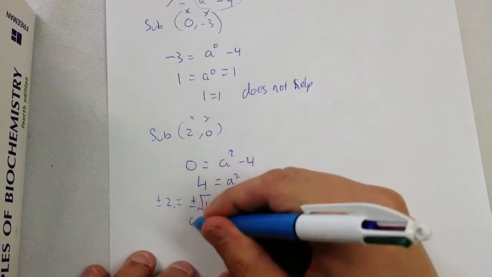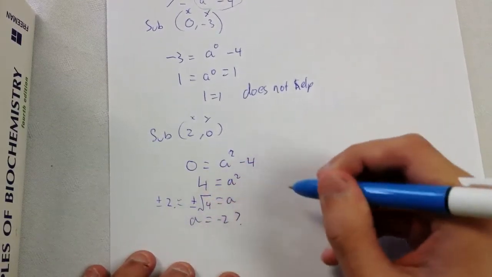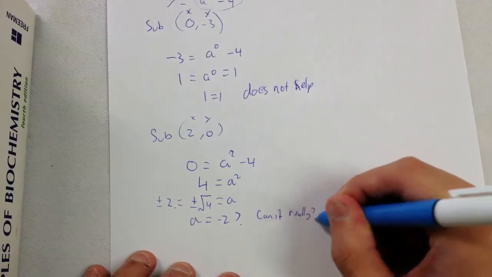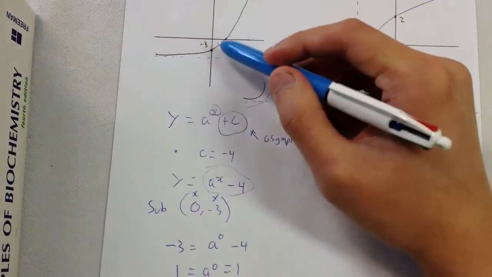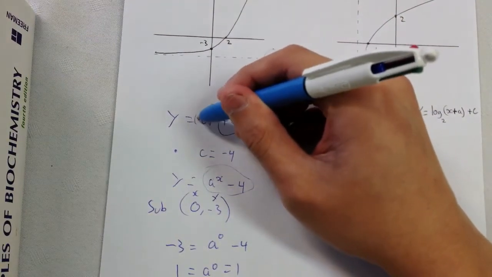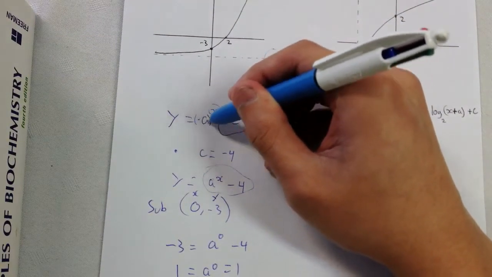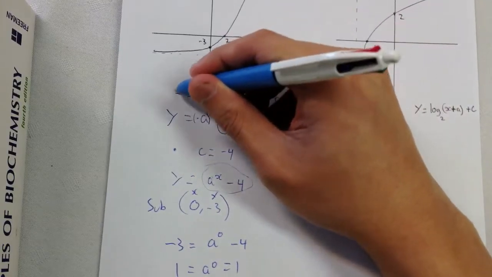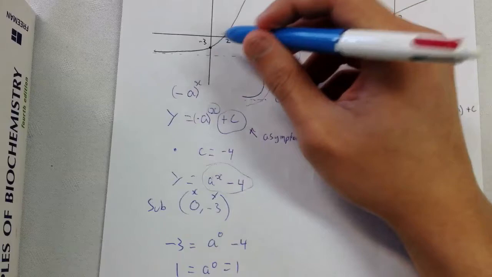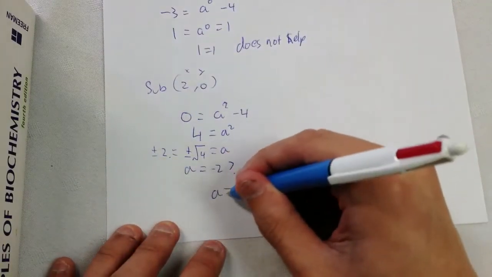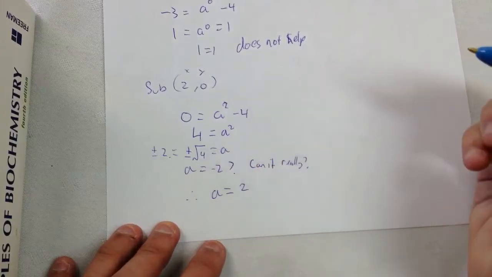Now, can a actually equal -2? Can it? Can it really? No, because you don't get an exponential with a minus in front of it like that. You can have an exponential where it's minus a to the x, but you can't have a minus a to the power of x exponential. So we know it can't be -2, therefore a equals 2.